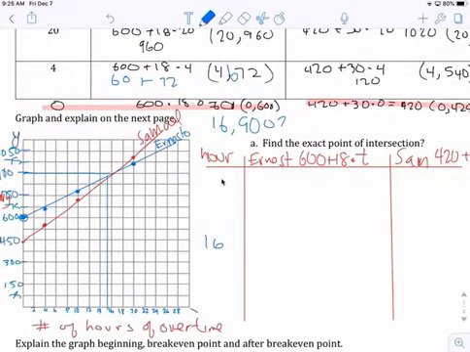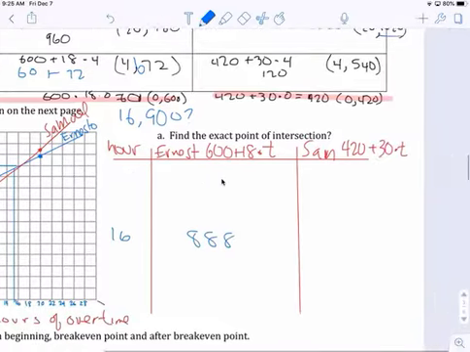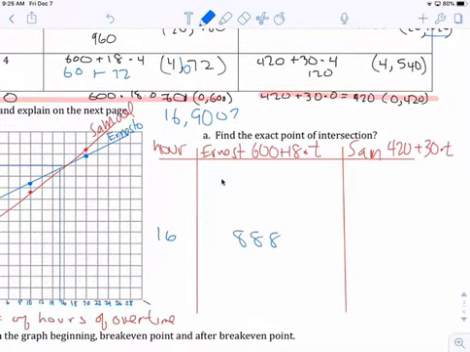Is it really 900? Ernesto is 600 plus 18 times 16. Samuel is 420 plus 30 times 16. Put it in your calculator. You get 900 for Samuel. Oh, Samuel makes more, not both of them. Okay, let's go down to, let's say, 10.